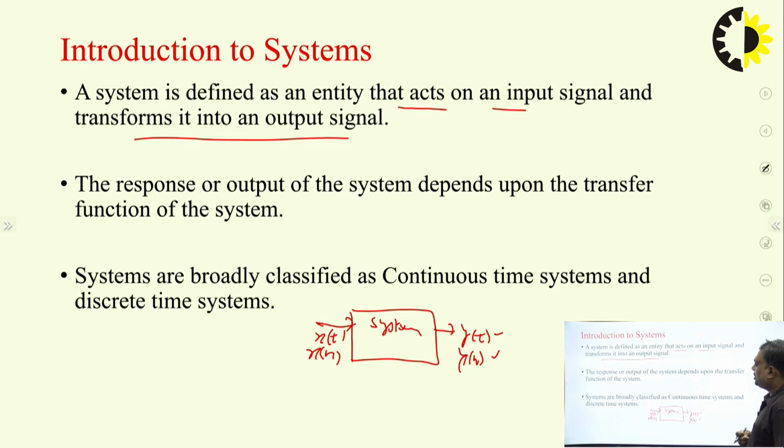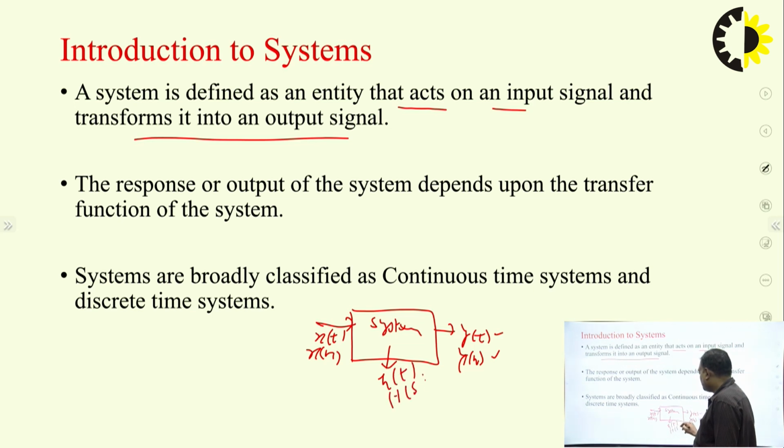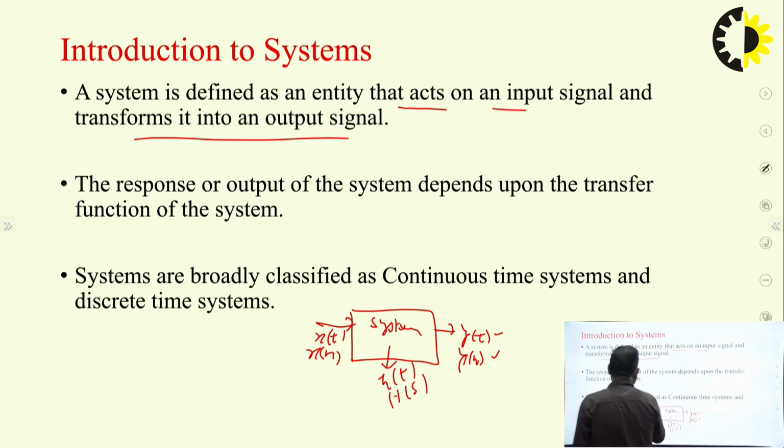Okay. So now this system can be represented by its impulse response, which is defined as h(t), or transfer function, which is defined as, let's say, H(s). So you can say the response or output of the system, y(t), depends upon the transfer function of the system. You can say transfer function or also impulse response.